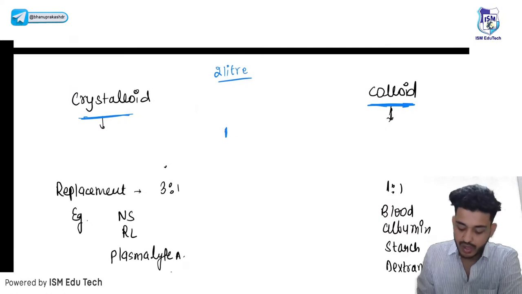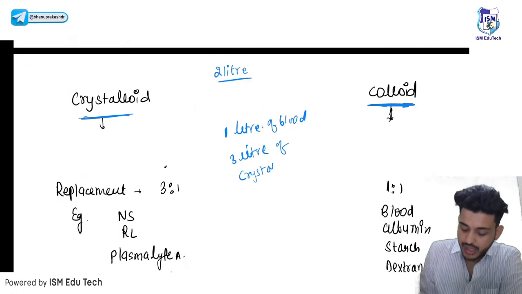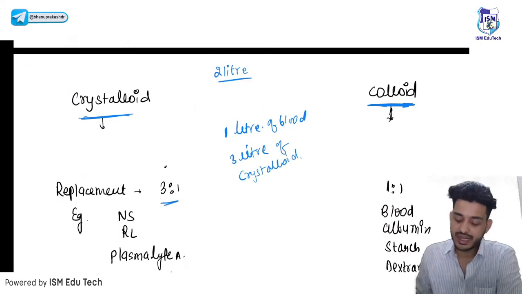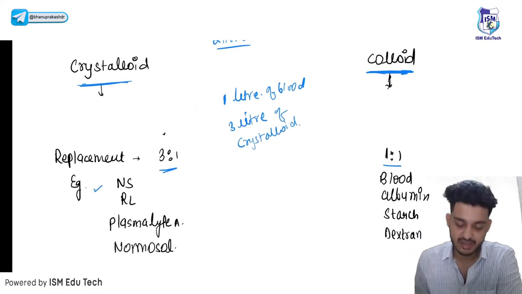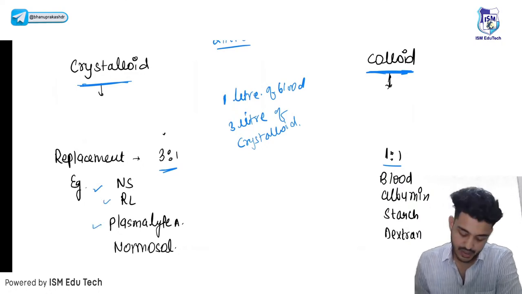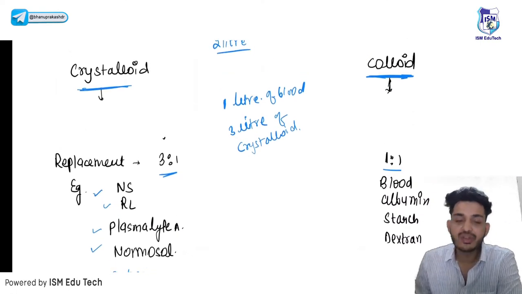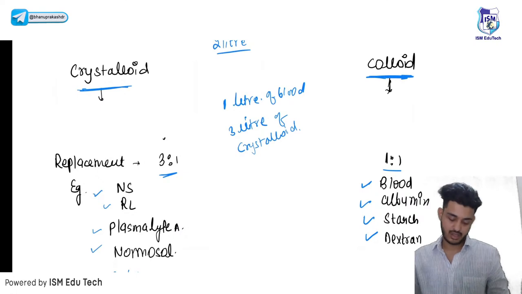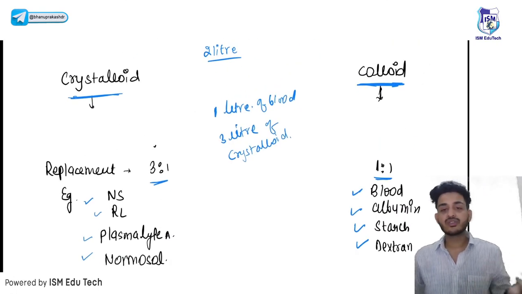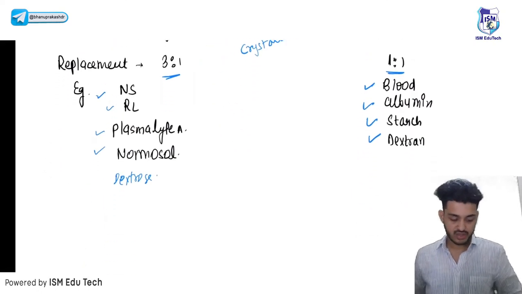For the loss of 1 liter of blood, you need to give 3 liters of crystalloid. So this is in the ratio of 3:1. And here it is in the ratio of 1:1. So what are the crystalloids that you should know? First one is your NS, second one is your RL, third one is your Plasma-Lyte, and Normosol and dextrose. In colloid you will see blood, albumin, starch, dextran. They are relatively thicker, just like the blood. They will be given 1 liter for 1 liter of blood loss. Albumin, plasma protein, this is a function of albumin.